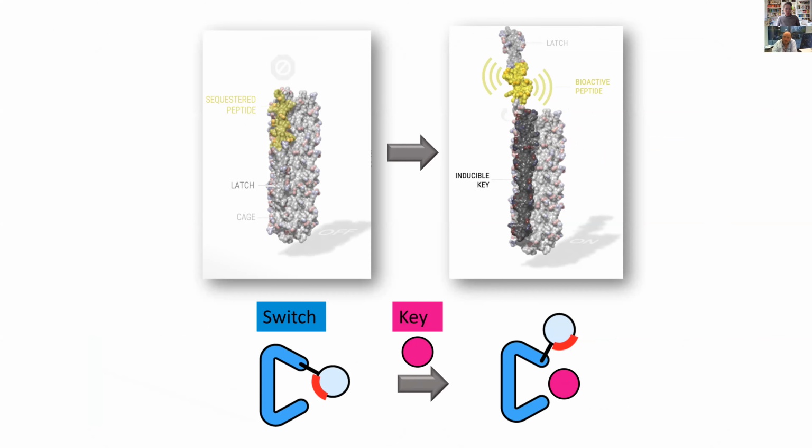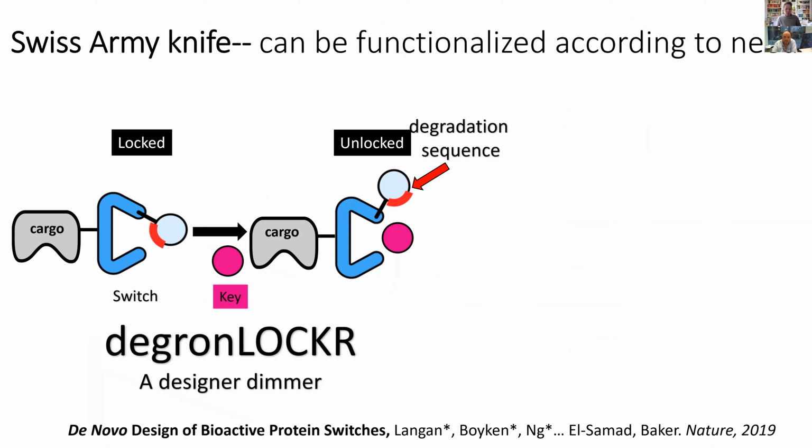Of course, this bioactive peptide can be really anything. I will focus on only one functionality, which is a degron peptide, which, when revealed by opening of the switch, leads to the degradation of that switch and any cargo, any other molecule, appended to it. This is why we call it the degron locker. And here's some data showing that as you present more and more key to the switch, it disappears. So it gets degraded, through a fluorescence assay.